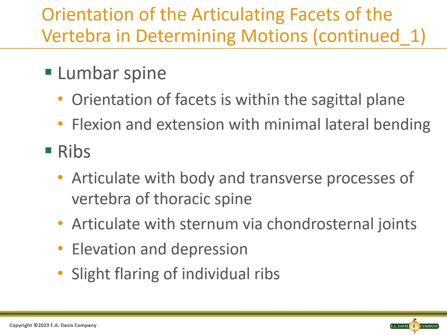Our lumbar spine has our facet joints oriented within the sagittal plane, so this allows for flexion and extension with very minimal lateral bending. And if you need to, go ahead and play with your hands as far as trying to mimic the orientation of each of these vertebral levels so that you can understand why each motion can happen at each segment. Our ribs articulate with the body and transverse processes of the vertebrae of the thoracic spine, and they articulate anteriorly with the sternum via the chondrosternal joints. We see elevation and depression of the ribs, and there's a slight flaring of individual ribs during inhalation and exhalation.